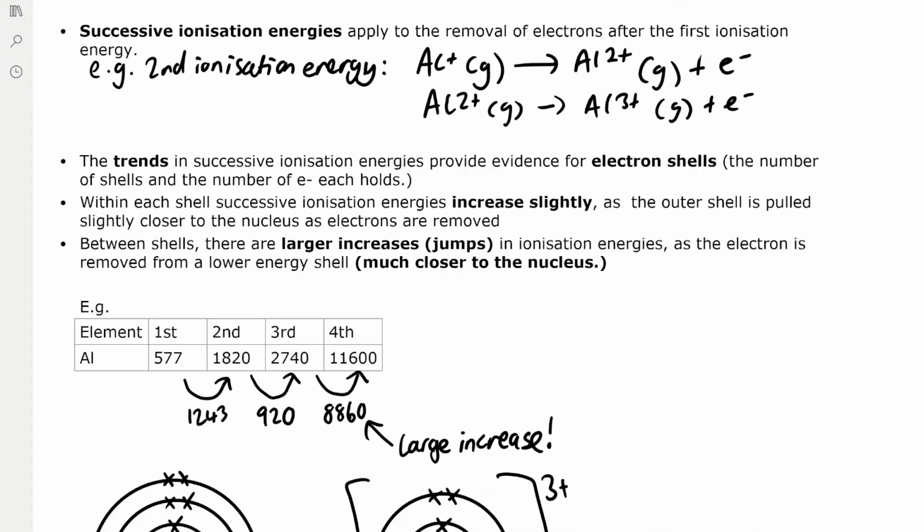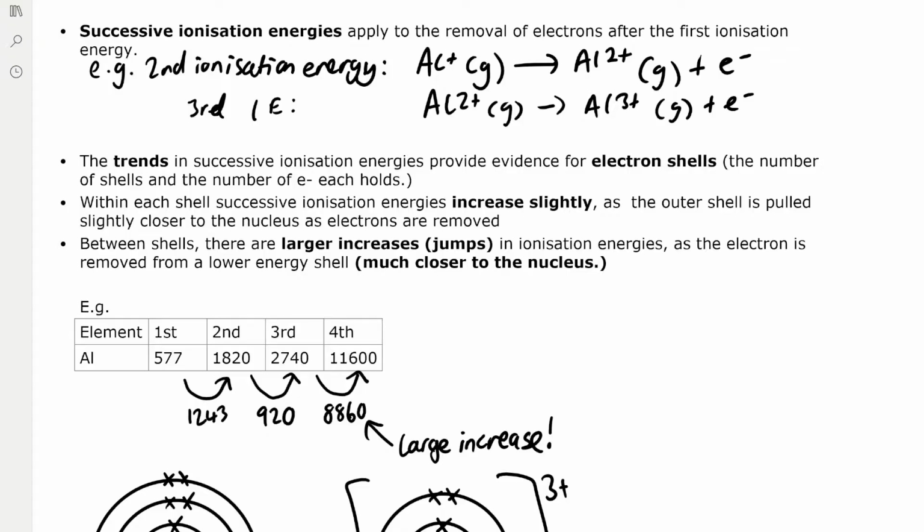electron. Successive ionization energies apply to the removal of electrons after the first ionization energy. So for example, the second ionization energy is when Al1+ goes to Al2+ and you lose an electron. Then the third ionization energy is when Al2+ goes to Al3+ and you lose another electron, and so on and so forth. So the trends in successive ionization energies provide evidence for electron shells, so provide evidence for the number of shells and the number of electrons each holds.